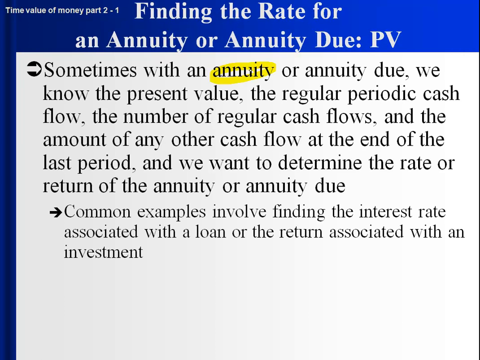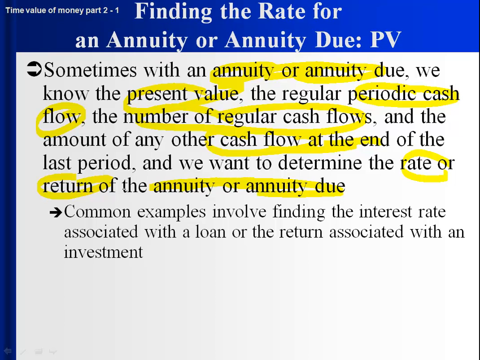Sometimes when we have an annuity or annuity due, we know the present value of the cash flows, and then we know all the cash flows. We know what the amount of the regular cash flow is. We know how many they are. Since it's an annuity or annuity due, we know when they start. If there's any other cash flows, we know what those are. And what we want to figure out is at the end of the last period, the rate or the return of that annuity or annuity due, which is basically, given the cash flows that we know, given that we know the present value, what is the discount rate that makes those cash flows equal to the present value?